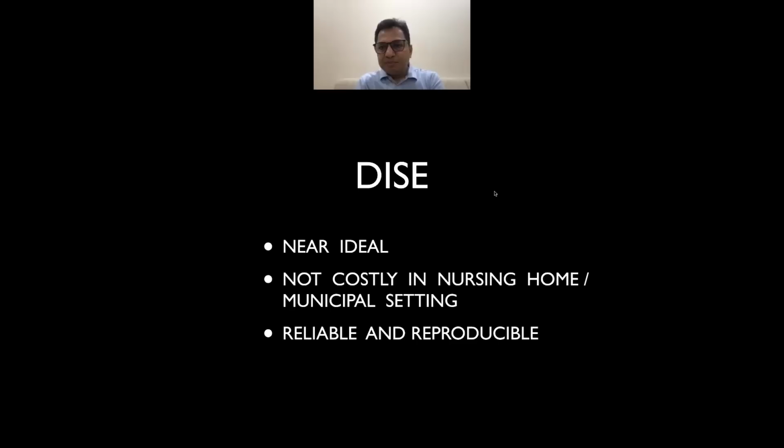And now what it takes, it only takes an OT, a surgeon, and an anesthetist. So in a nursing home setting or a municipal setting, it's not costly. But it could be really costly in a corporate hospital setting, so you have to understand that. And depending on that, partially you will decide whether you want to do it just before the surgery, or you want to do it as a separate sitting.